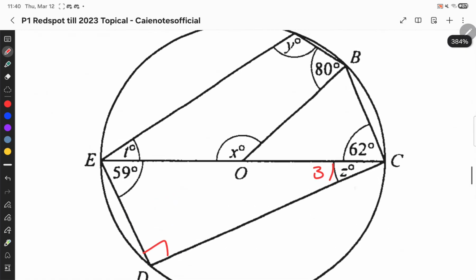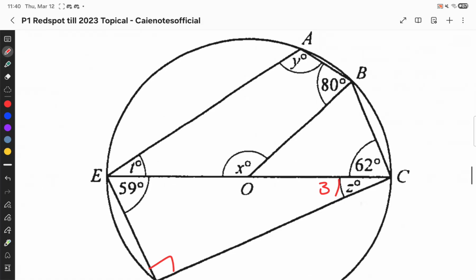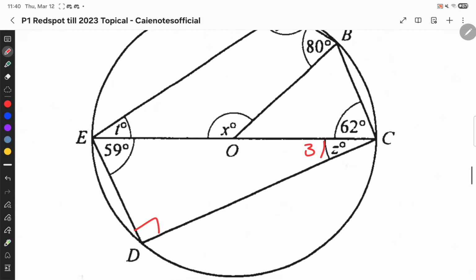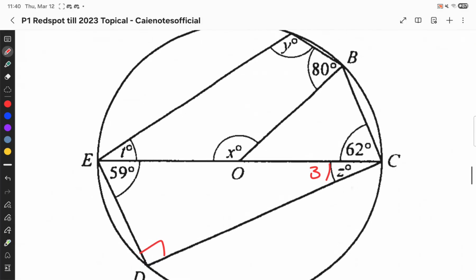Next we can find x. Why? Because x is made by EB, and so is angle 62 made by EB, and we know the double angle rule: the angle at the circumference is doubled at the center. They face the same relative direction, so we can use this fact. So 62 times 2 is equal to 124, like so.